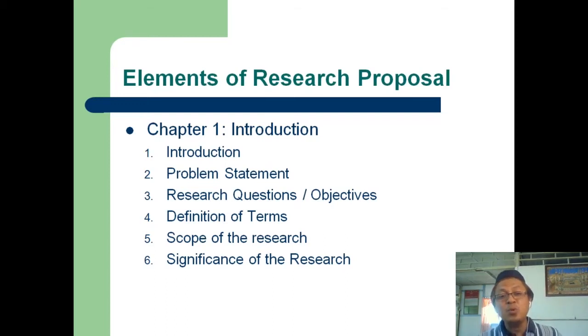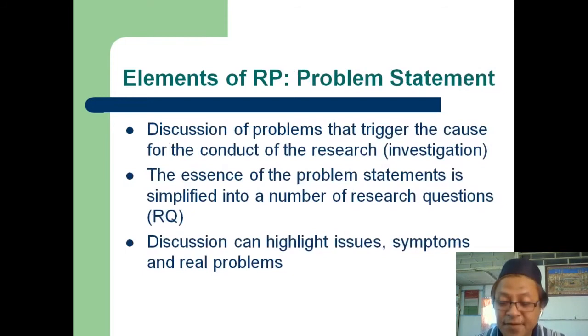Now, for chapter 1, in your research proposal as well as in your final research report, you should have the introduction, problem statement, research questions and research objectives, definition of terms, scope of research, and finally the significance of the research. Now, the problem statement. The introduction will be the introduction to the chapter, an overview of the chapter, a bird's eye view of the chapter. But the problem statement, this is crucial.